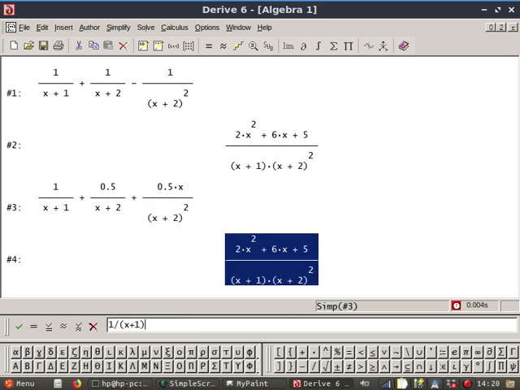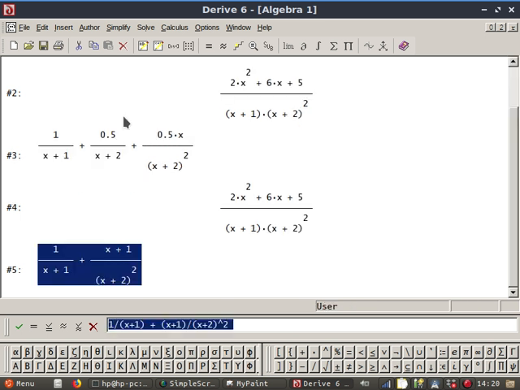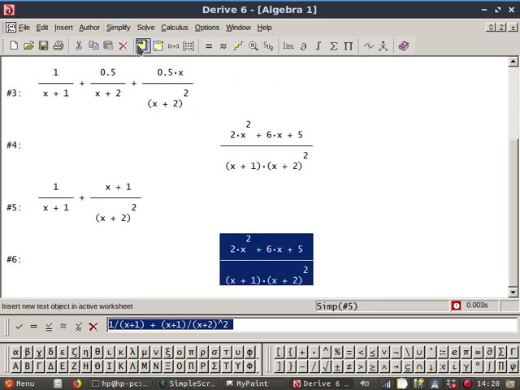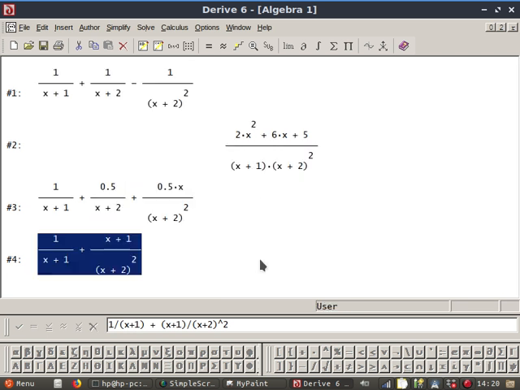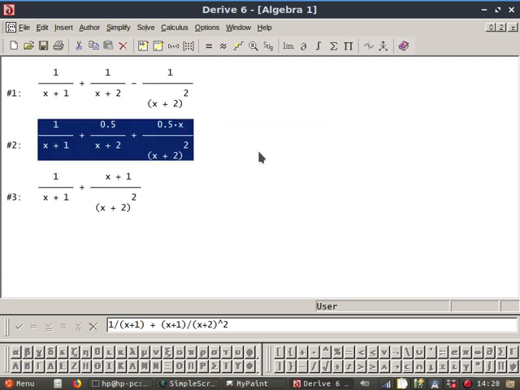I find this really strange that this actually works, but it does. x plus 1 over x plus 2 squared. Let's add these 2 together. And again, it forms the original question. So amazingly, these 3 different representations all equal the same thing if you were to add them together.